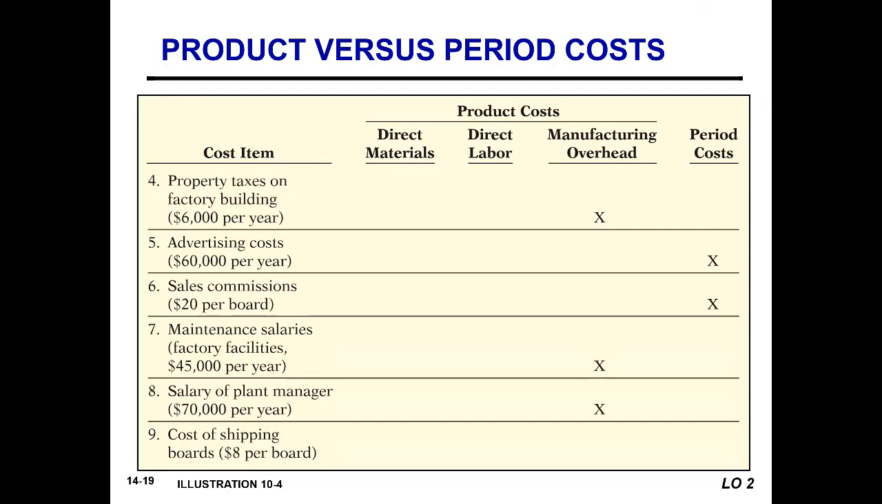And then the cost of shipping the boards at $8 per board. Well, it's a finished product and somebody's purchased it already, or we're sending it to a store that purchased it from us. And so this is sort of after it's been produced. It has nothing to do with the actual production. Okay, so it's a period cost.